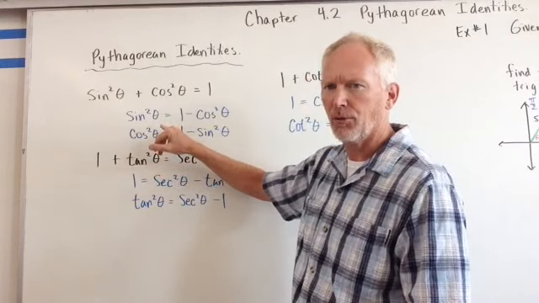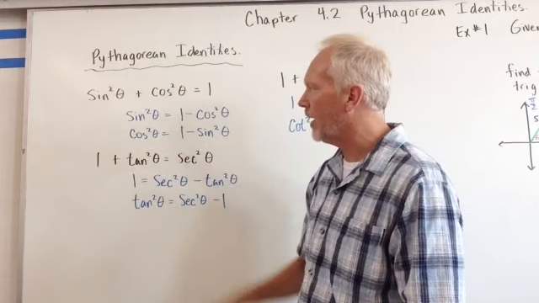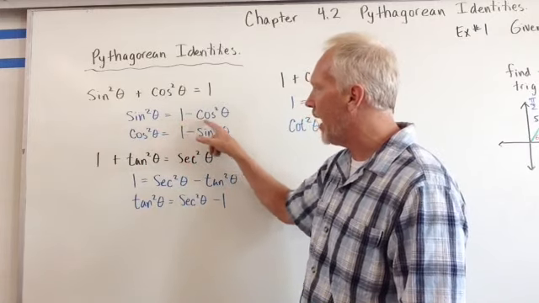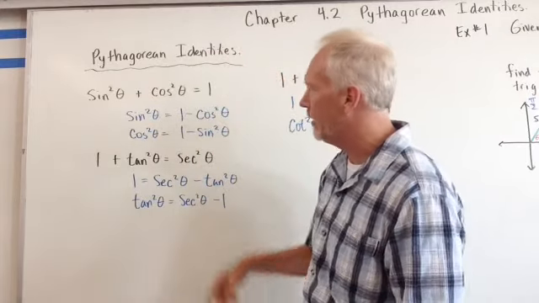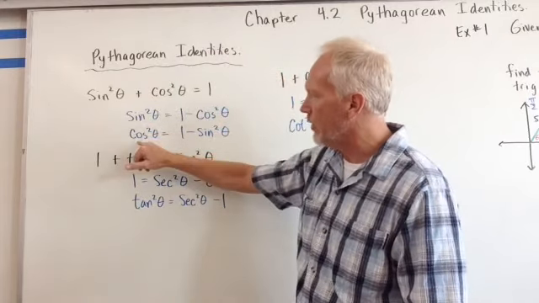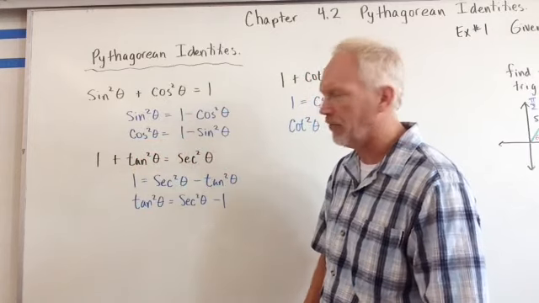Take time to pause the video. I'm going to go through them rather quickly, but take time to pause the video and write them down. Sine squared of theta is equal to 1 minus cosine squared. All I did was move the cosine to the other side, so subtract. Cosine squared of theta is equal to 1 minus sine squared of theta.